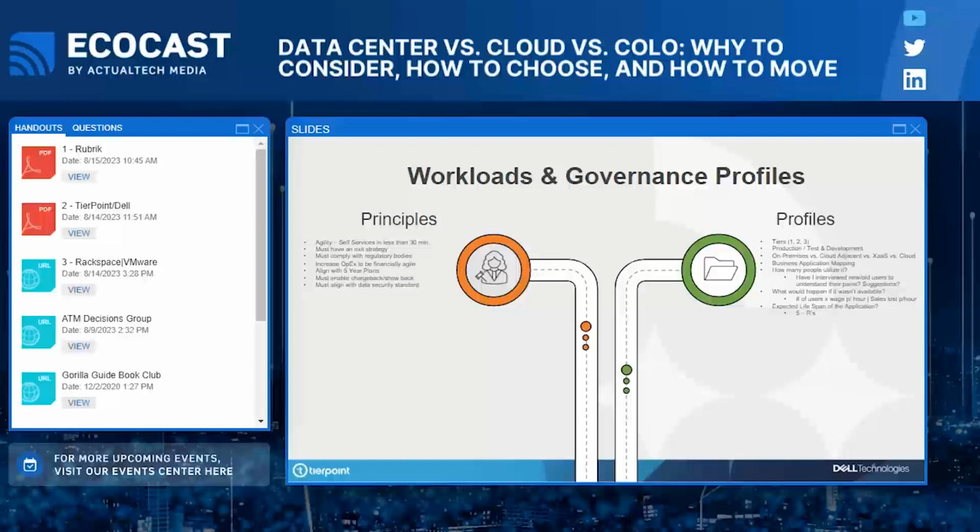And then let's talk a little bit more about the profiles. So how are we going to define these workloads, these applications? Are they tier 1, tier 2? Is it a prod environment? Is it test and development? And what is it going to look like if it's on-prem in my data center or in a Colo? What is it going to look like if it's in one of the public hyperscalers? And which hyperscaler? So would those have a different profile depending on where they land?